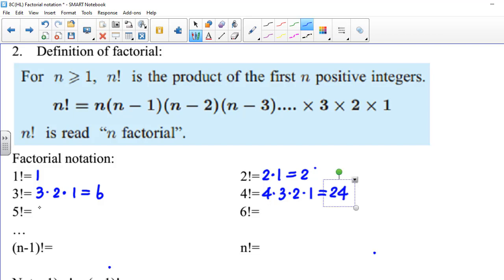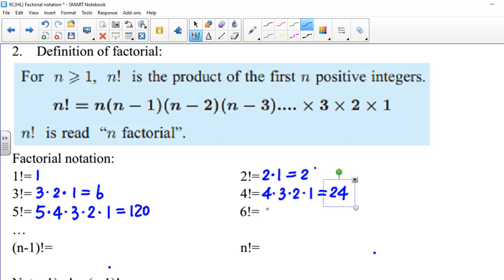5 factorial starts with 5, then times 4, then times 3, 2, until you finish the multiplication by number 1. 20, 60, 120, times 1, 120.